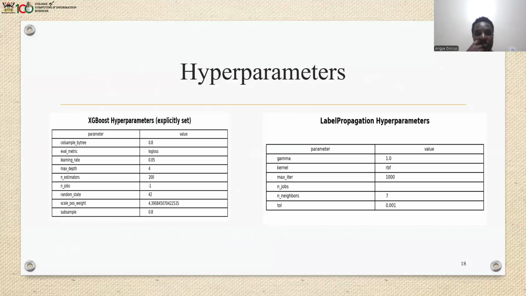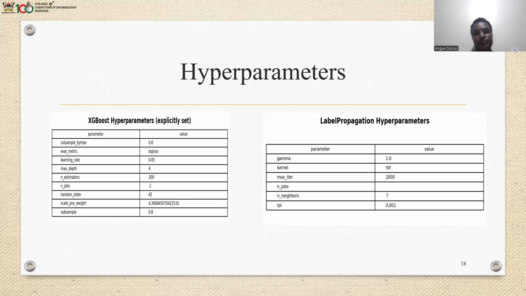Then when we talk about the hyperparameters, across all models, the hyperparameters play a key role in performance. So we tune parameters such as the kernel type, similarity scales, number of iterations, learning rates, tree depth, and confidence thresholds. These were selected carefully to balance accuracy and generalization. Improper tuning could lead to overfitting or poor generalization, especially given the limited labeled data.